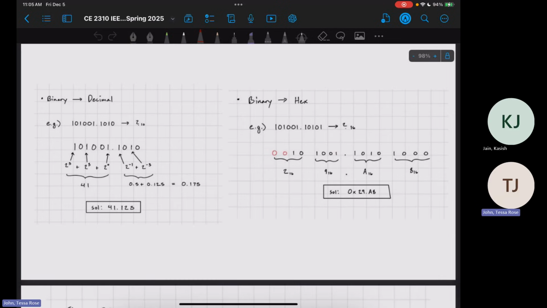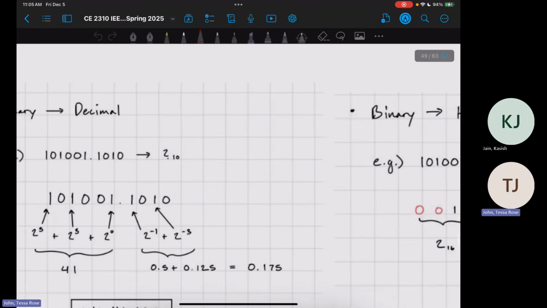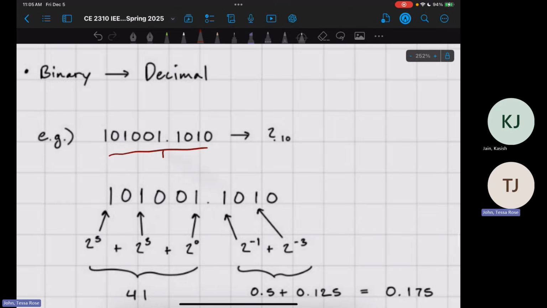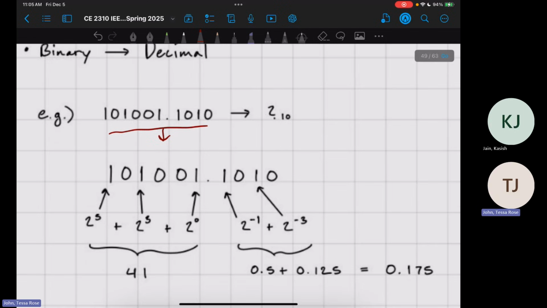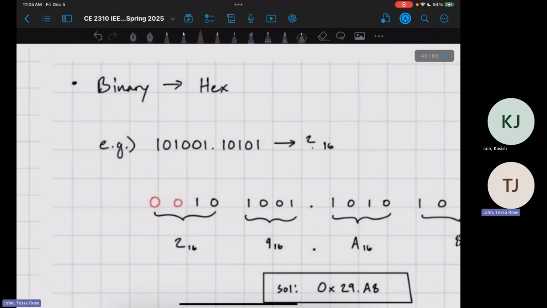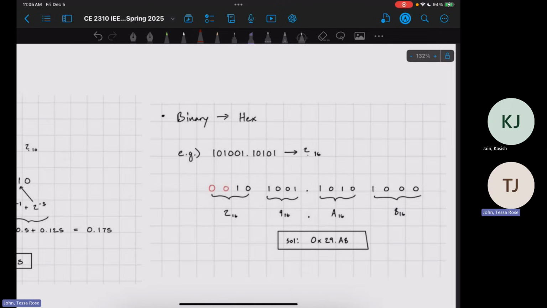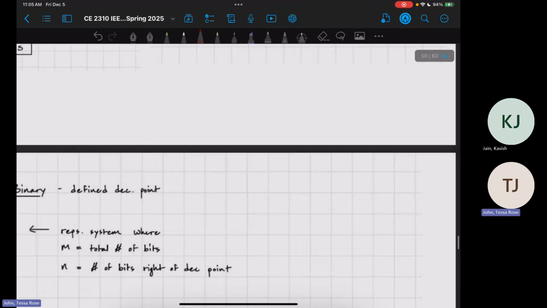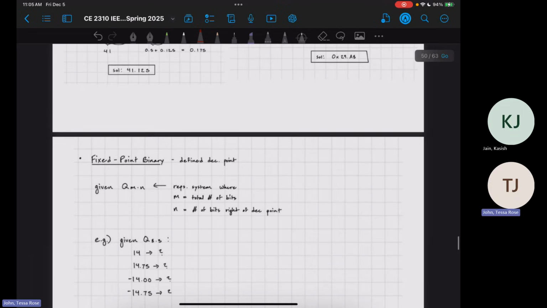This is the opposite way, binary to decimal. If you get this number and you have to convert it to decimal, you do everything before the decimal first: 2 to the power 3, 2 to the power 2, 2 to the power 0, and then do the fractional exponents. Same with this one, this is to hex. Do you guys have any questions about these? No? Good.